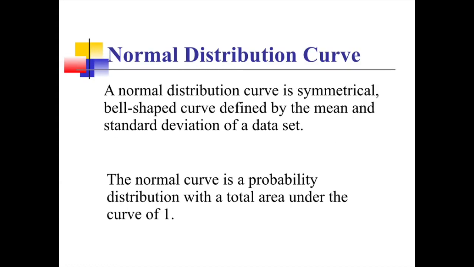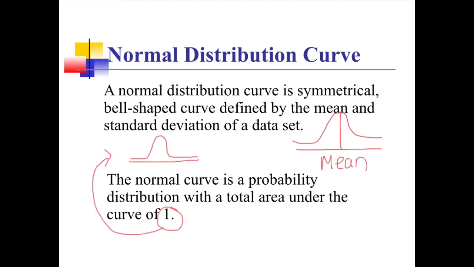This unit is going to be about probability, and we're going to talk about the normal distribution curve and how it relates to probability. We're going to be able to use a normal distribution curve. It is definitely bell-shaped, it's symmetrical. Right down the middle is basically represented by the mean.